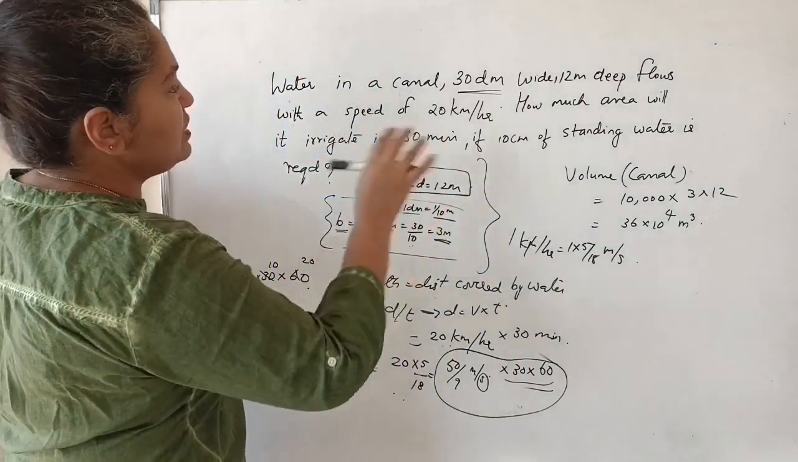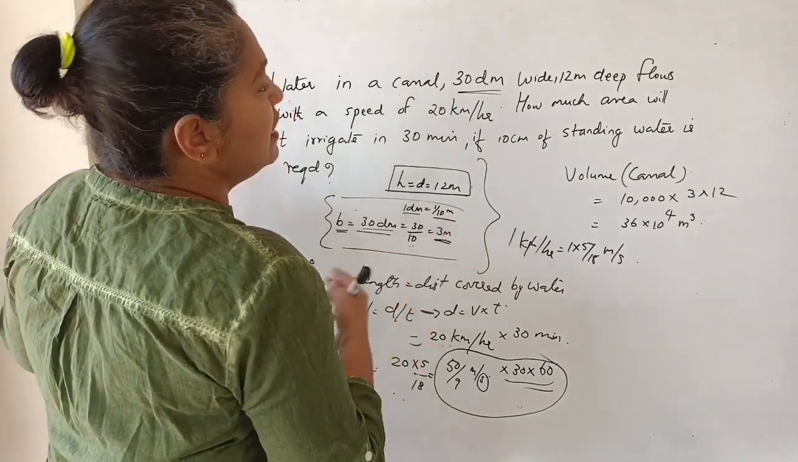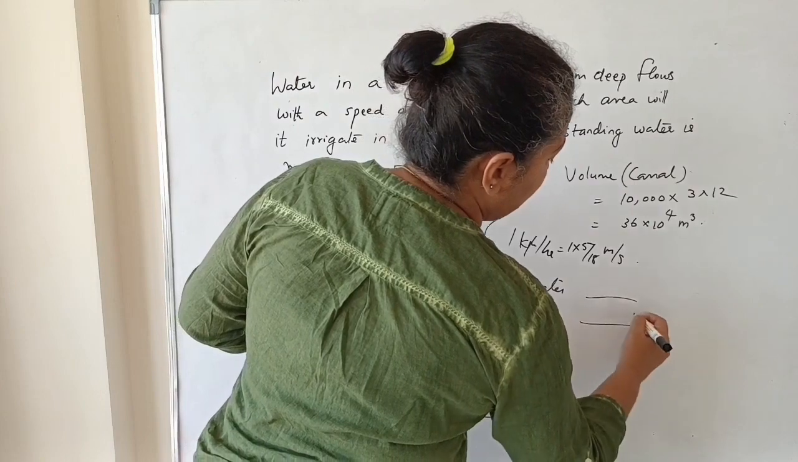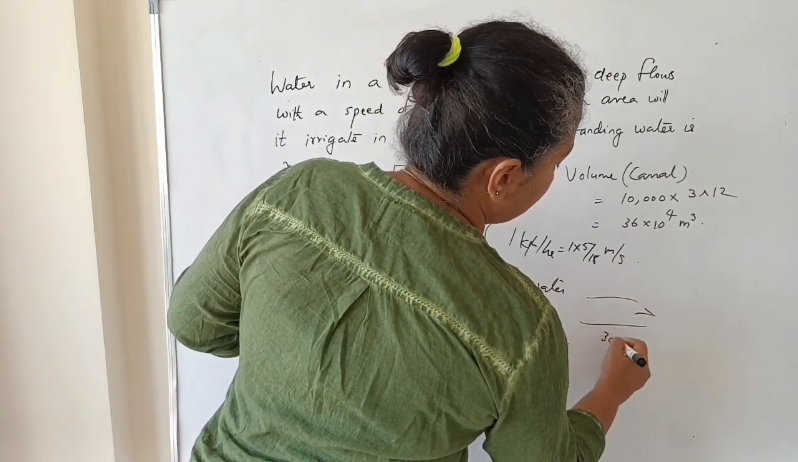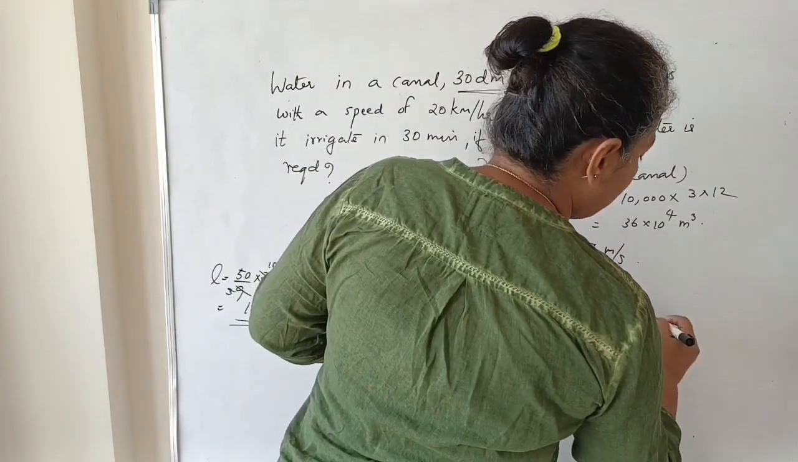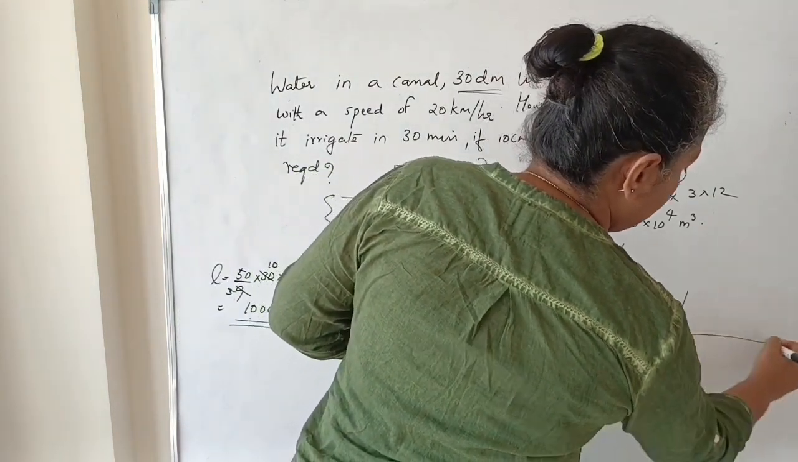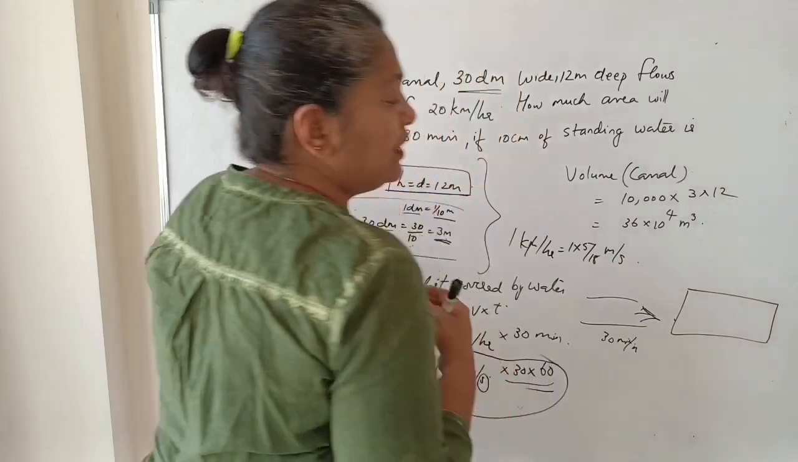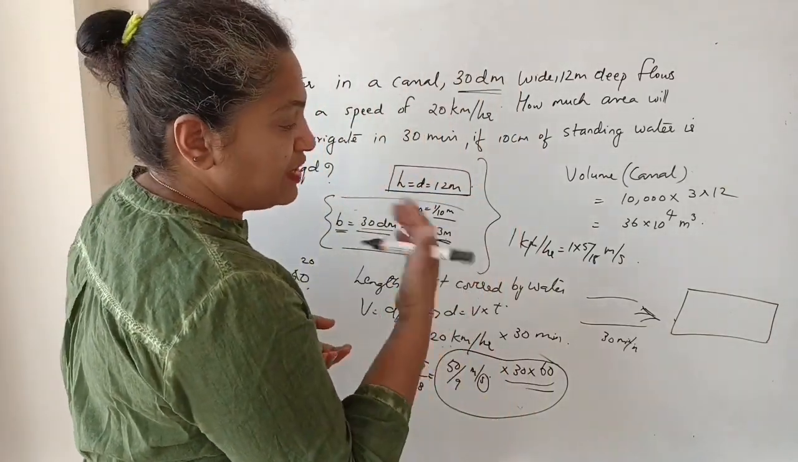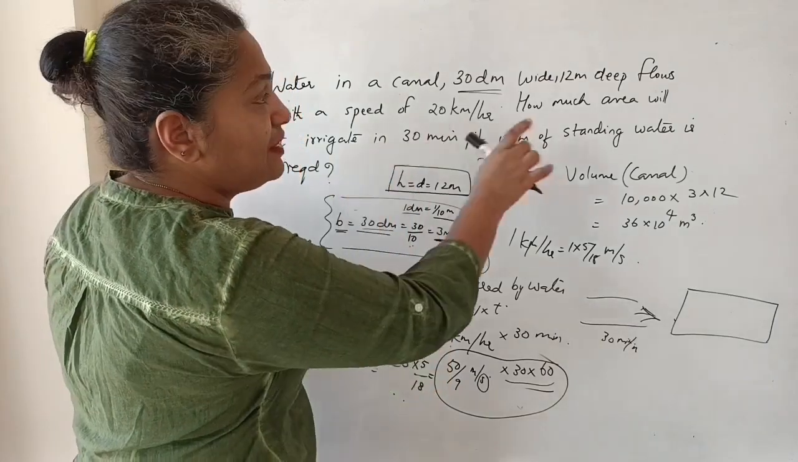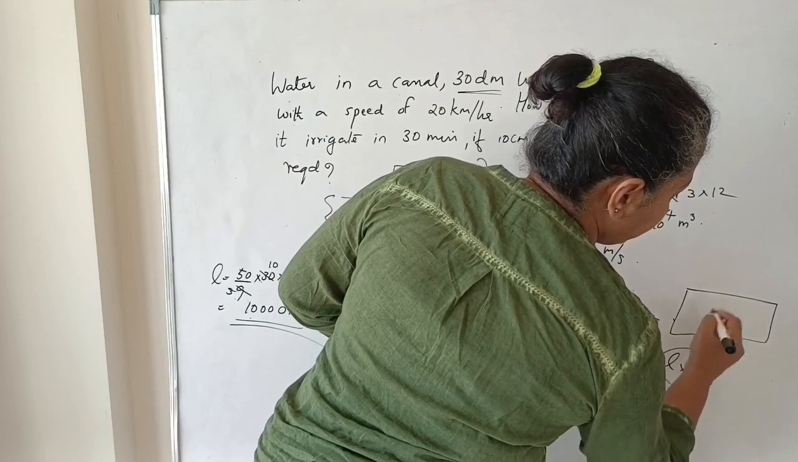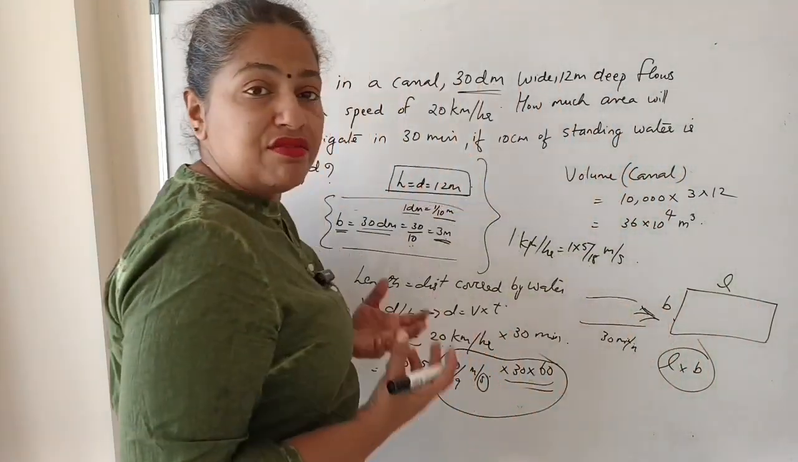Now what is the question? How much area will it irrigate in 30 minutes if 10 centimeters of standing water is required? So this water from the canal, which was flowing for 30 minutes, is going into a rectangular field. As I told you, it is the shape, it has a length as well as a breadth. Now, if 10 centimeters of standing water is required, we need to find the area of the rectangular field, which is given by L into B. Okay, that is what we need to find.